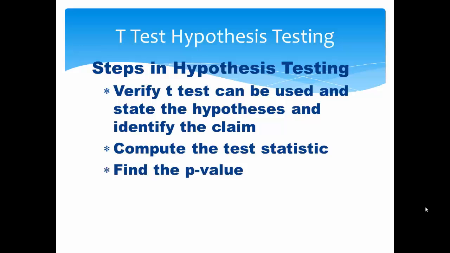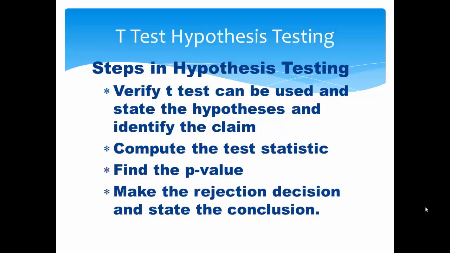Once we have done our test statistic, we would find the p-value. The p-value tells me the probability that we would get sample data like what I have, and that would be representative of the data, given that the null hypothesis is true. So we're measuring how likely I am to get this set of sample data if the null hypothesis is true.